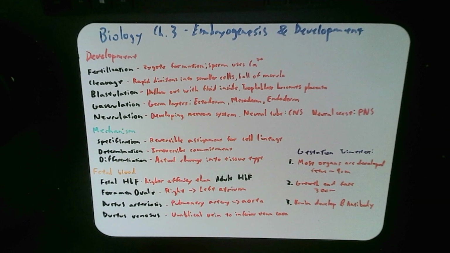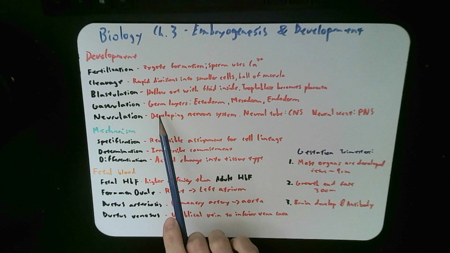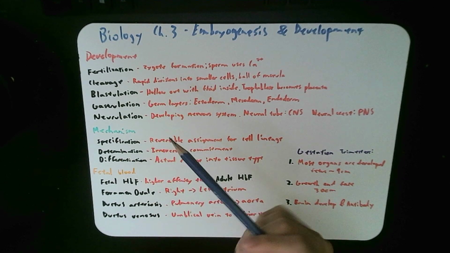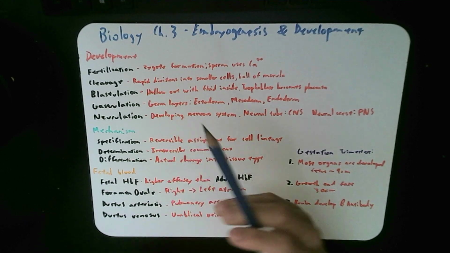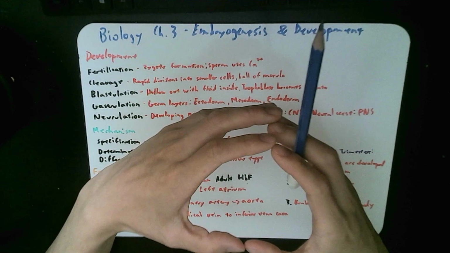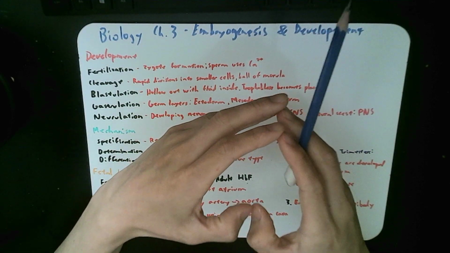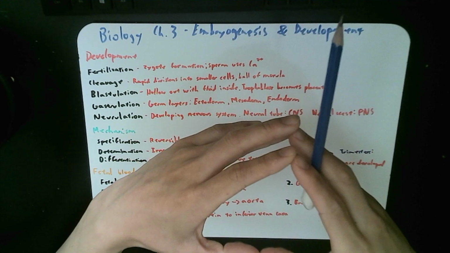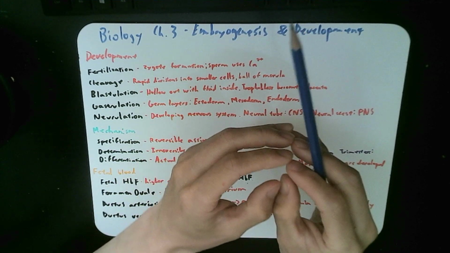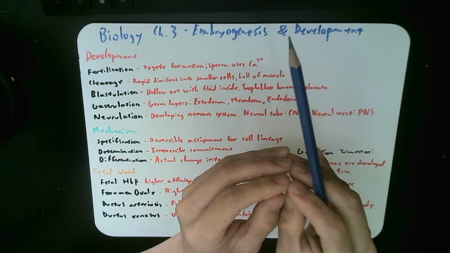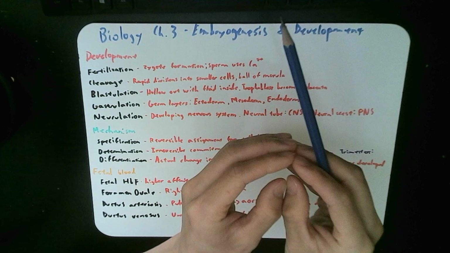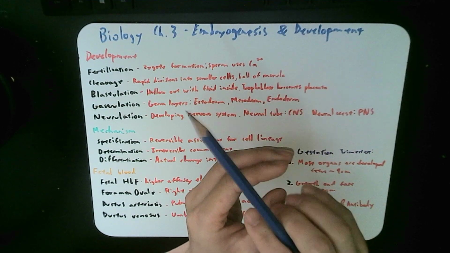Gastrulation is the splitting of the germ layers. As the blastula forms, there will be an invagination of the blastopore all the way to the other side, during which this will become a gastrula, and you will have different germ layers.